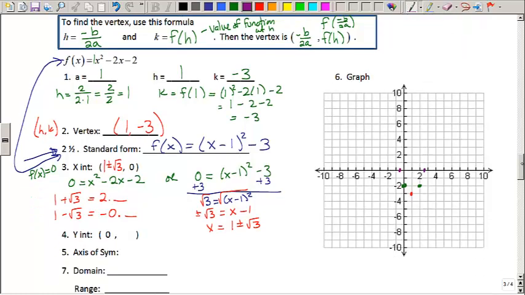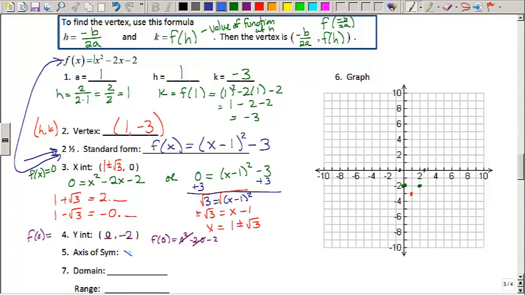To find my y-intercept, I can evaluate f of 0, where x is equal to 0, or you could just look right here on the graph. You already have the point negative 2 on your y-axis, so you can just pull that on over. If you really did evaluate f of 0, you're still going to get 0 squared minus 2 times 0 minus 2. And 0 minus 2 is still negative 2, so it's actually pretty easy as well.